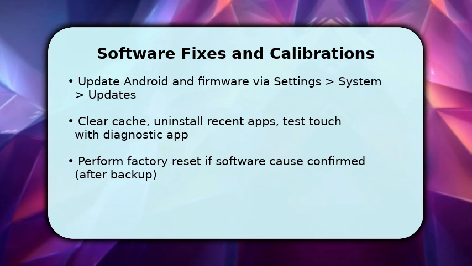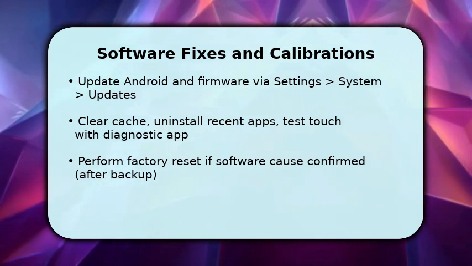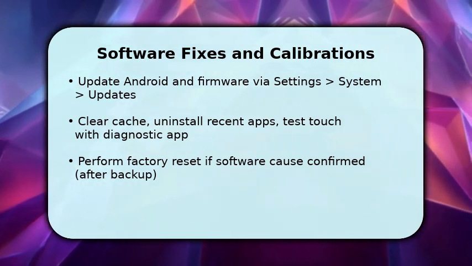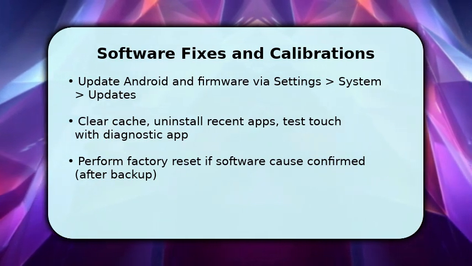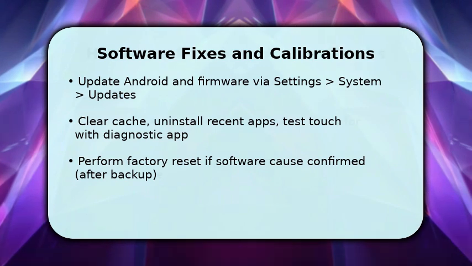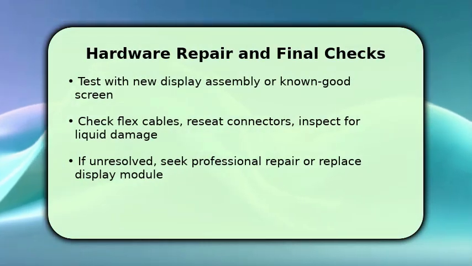If the problem persists and diagnostics point to software, perform a factory reset only after confirming backups. This wipes configs and often stops ghost touch caused by corrupted system data. If software steps fail, you move to hardware.